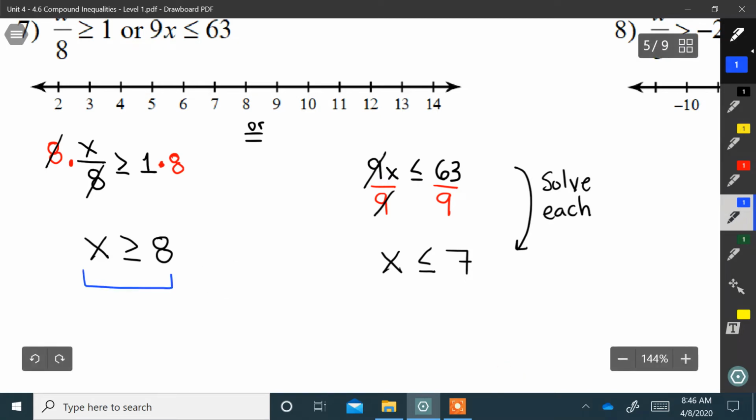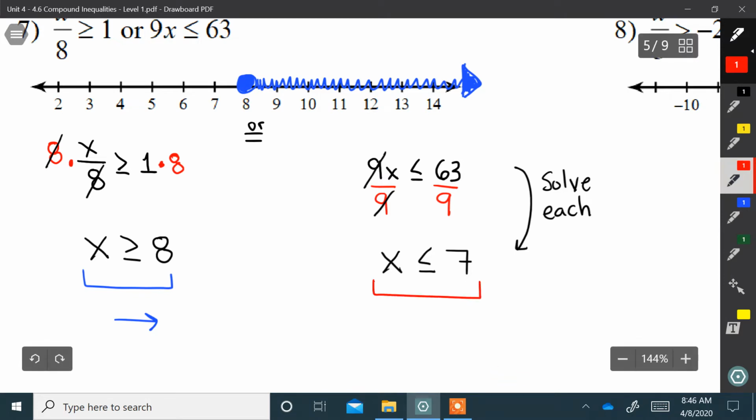First, let's understand what this is saying. X is greater than or equal to 8. Okay, so if x is greater than or equal to 8, then I'm going to put a closed circle there, and I'm going to graph all those numbers that are greater than 8. Okay, those numbers, all the numbers that I highlighted there, are all greater than 8.